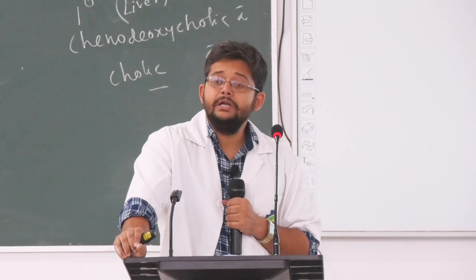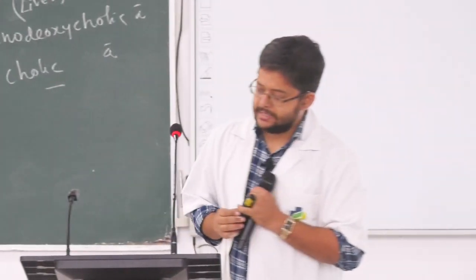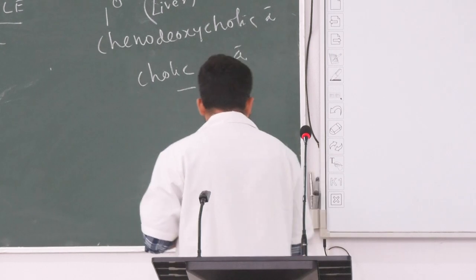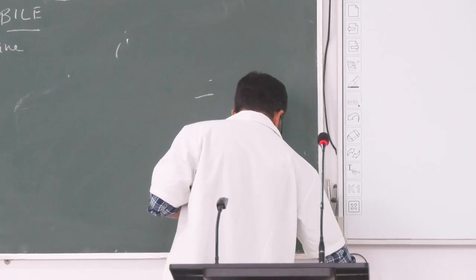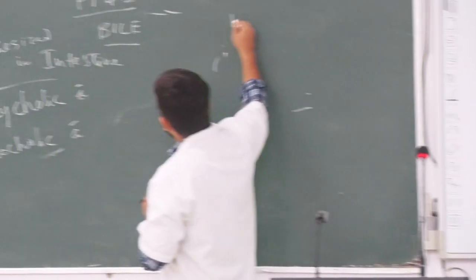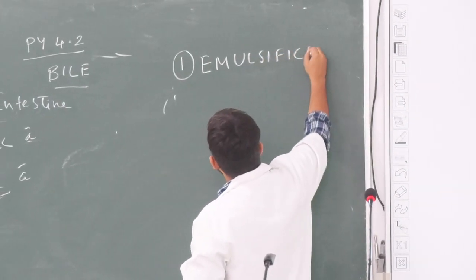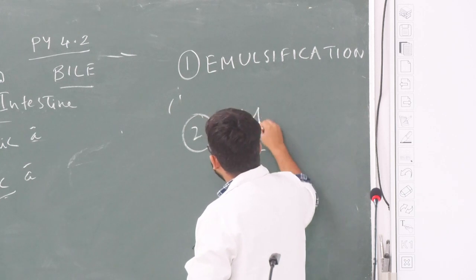Okay, now bile acids are basically this, and bile acid is usually a 24 carbon structure. Function of bile acid. One function is emulsification, and another function is micelle formation.